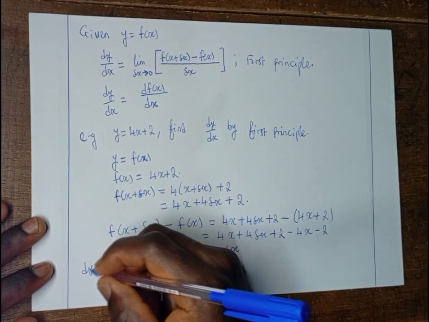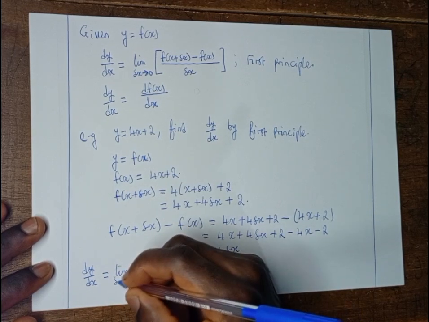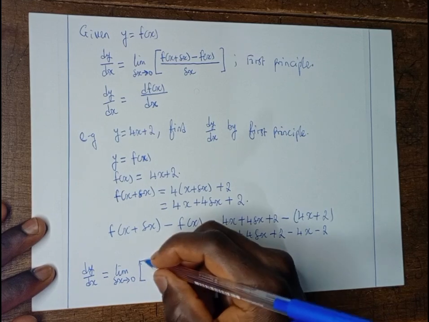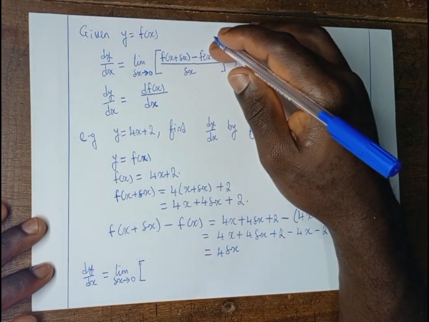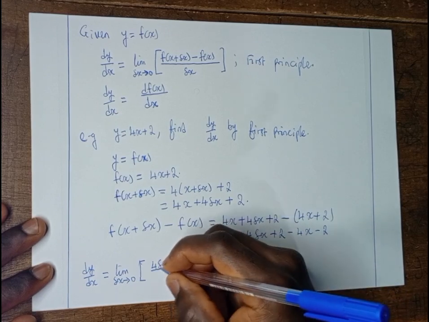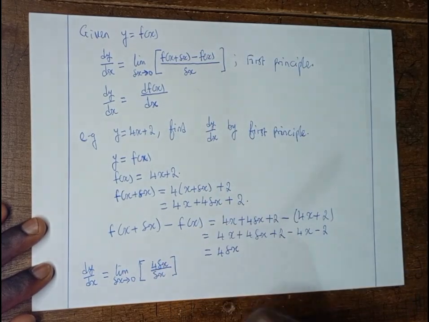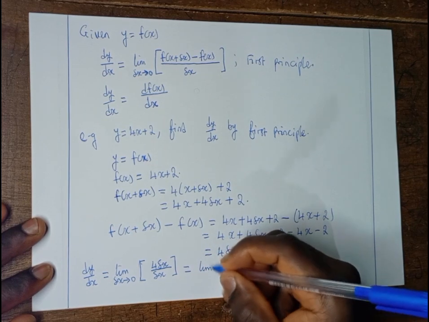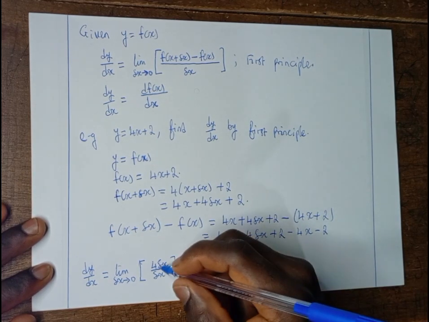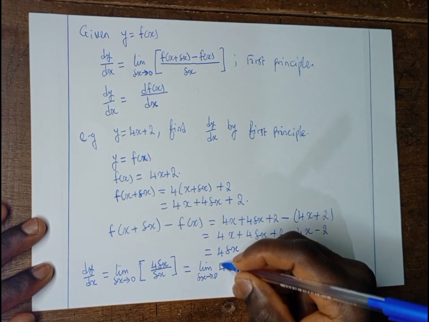Now we can find dy on the x. dy on the x will simply be equal to the limit as delta x turns to 0 of, we know f of x plus delta x minus f of x is simply 4 delta x, all over, we are going to divide by delta x. So this will simply be equal to the limit as delta x turns to 0. You will see that delta x will cancel delta x here. We'll be left with 4.